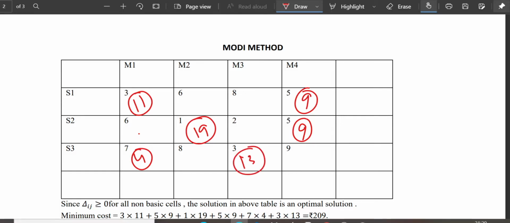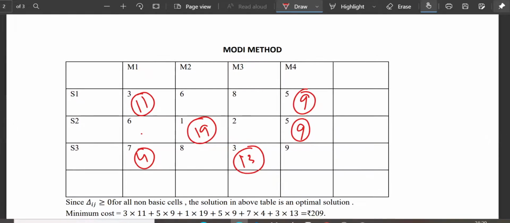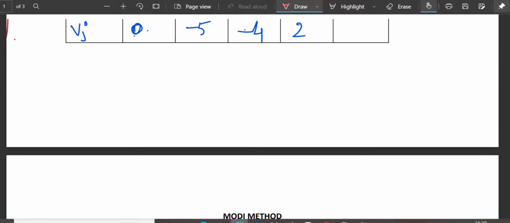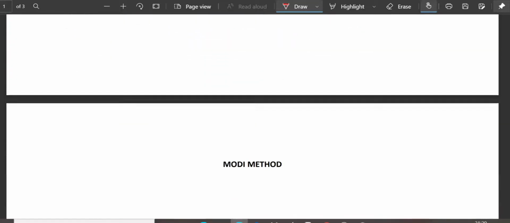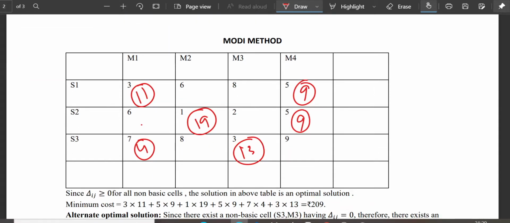You can count the number of cells. The number of cells will remain the same in the whole question. We have 1, 2, 3, 4, 5, 6 circles in the corresponding table, and we have 6 circles here. So this is my modified table. Now I will check whether I am getting the optimal solution or not by calculating delta ij again.